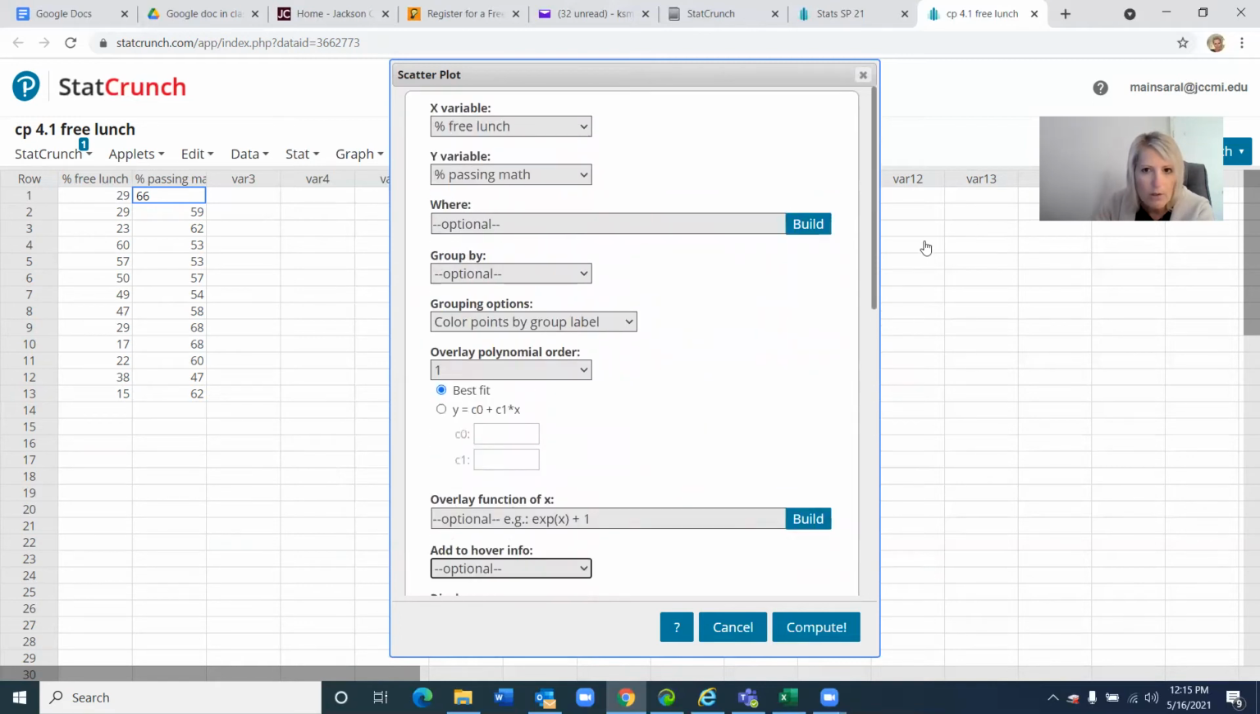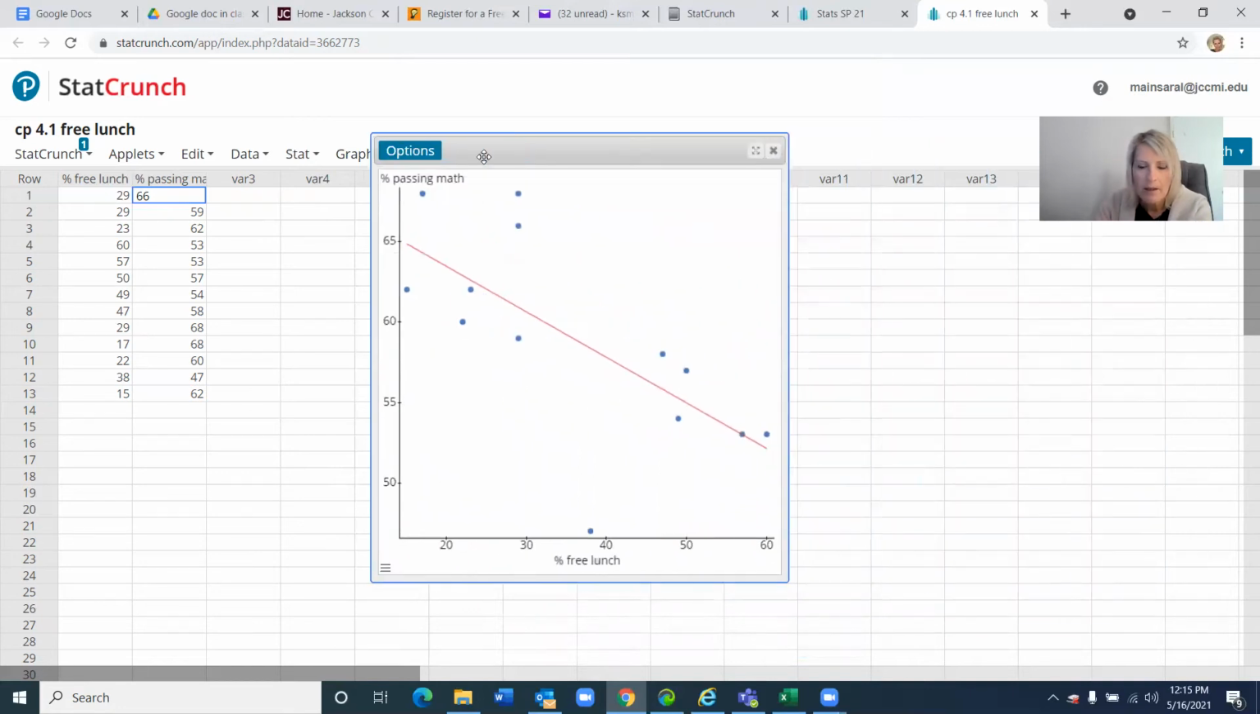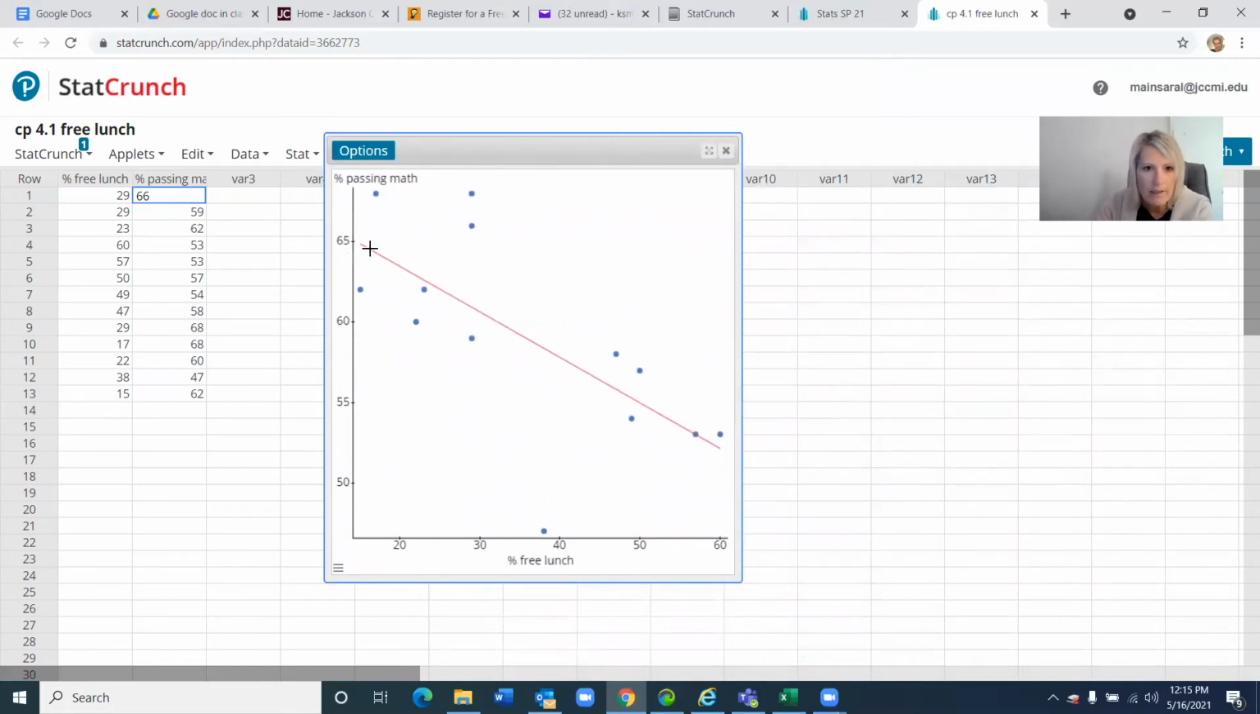So yep, go to graph and scatter plot, choose your x variable and y variable, and then choose overlay polynomial order 1 with the best fit and hit compute. And they did put the line right on there. Notice I'm hovering over it and it gives us y equals b plus mx. So if you just hover over it, it gives it to you right there.